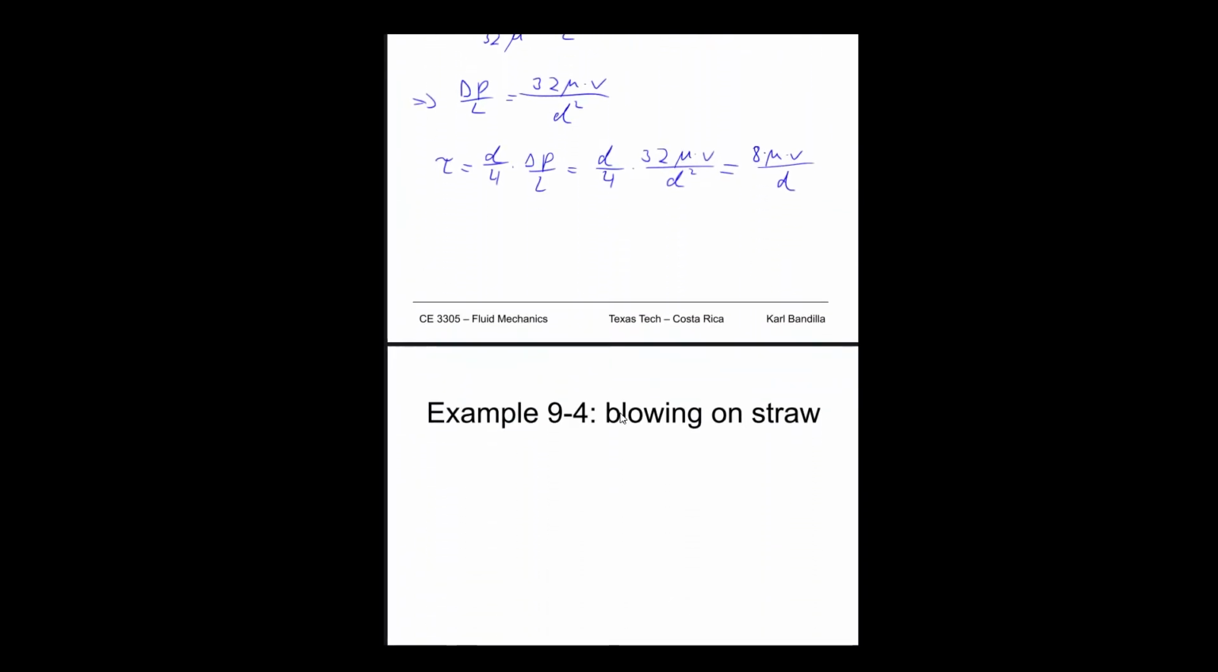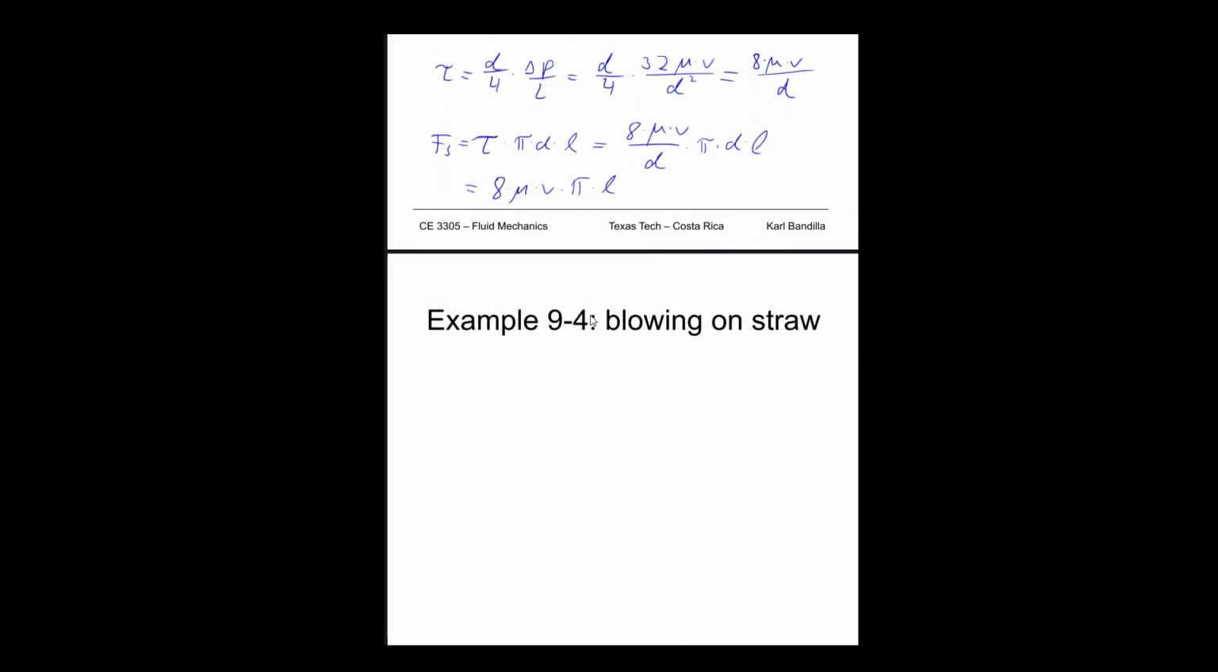Now we can take our tau and stick that back into our equation. We said our Fs was going to be tau times pi times d times L. So in our case, that is tau we just calculated, 8 times mu times V over d, times pi d L. That means the diameters cancel out, interestingly enough. So we get 8 mu V times pi times L.